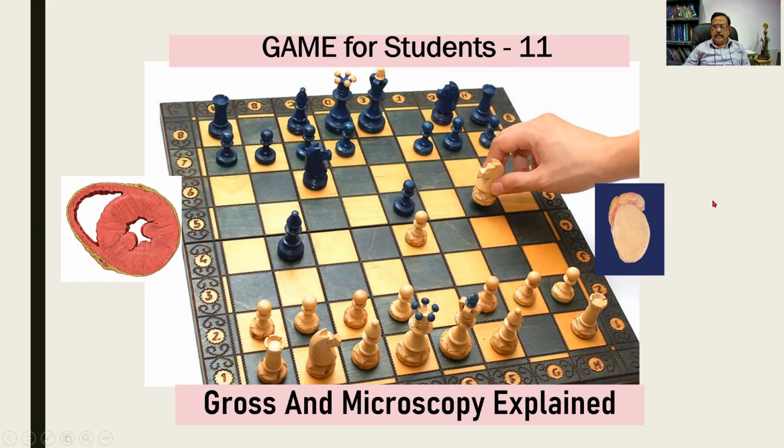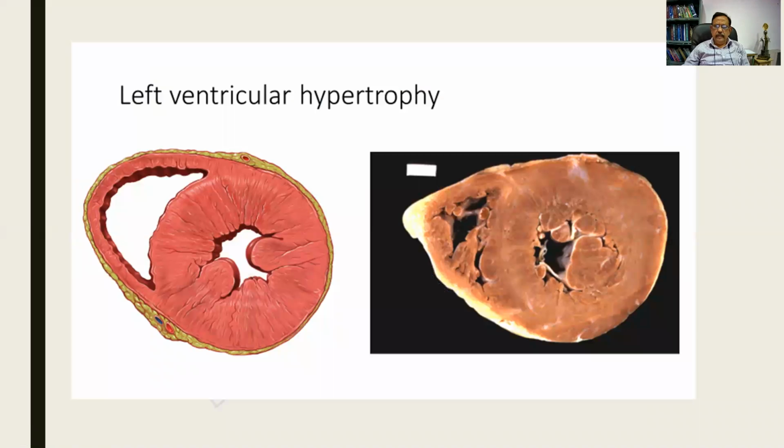In this class, we shall have a couple of gross specimens which can be kept for your spotter, practical, viva, and also form part of the theory in general pathology. This is the first specimen, the left ventricular hypertrophy.